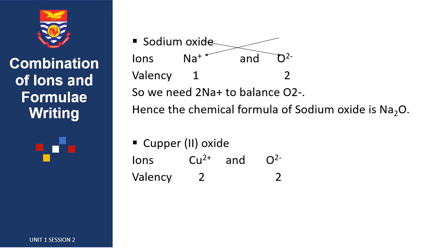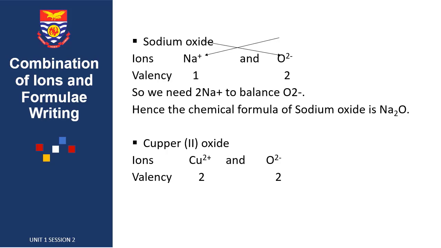Another example is copper 2 oxide. Remember, copper does not have a fixed oxidation state, and so whenever the name is written, the oxidation state is indicated. In this case, we are dealing with copper 2. So once again, we split into the ions. We have Cu2 plus. In this case, the charge is even given there. The charge of copper is given, which is 2. So we just write it Cu2 plus. And then the oxide ion, which is O2 minus.